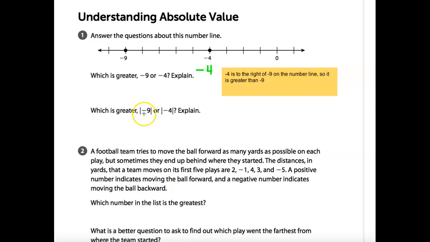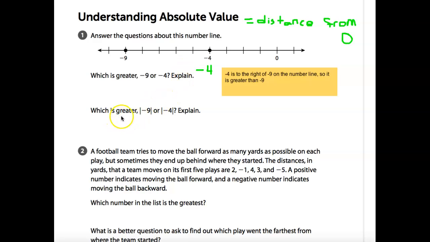All right, so now let's take a look at this. Remember, these bars here mean absolute value. And all absolute value means is distance from 0. So absolute value is distance from 0. Okay, so distance, I should have typed it, from 0. Okay, and distance is not ever negative.